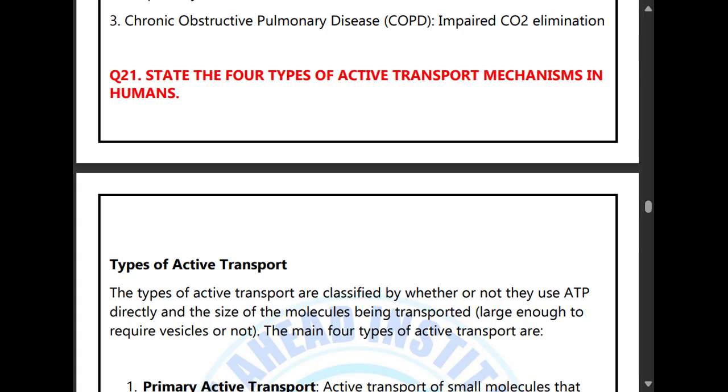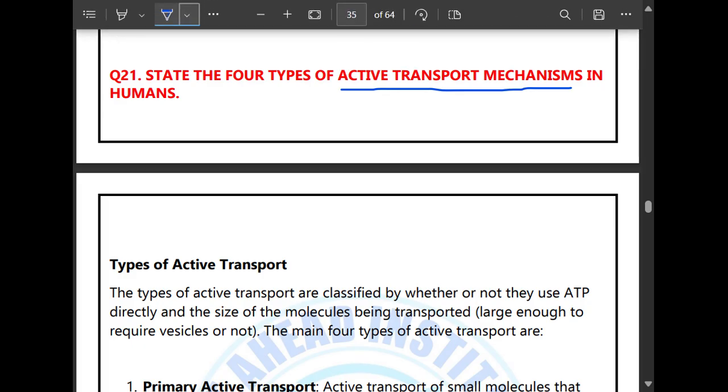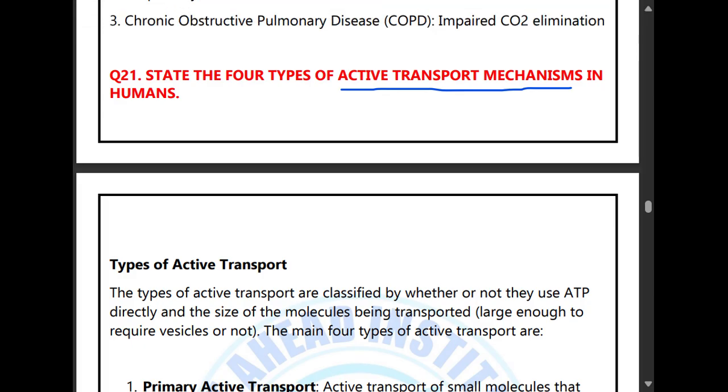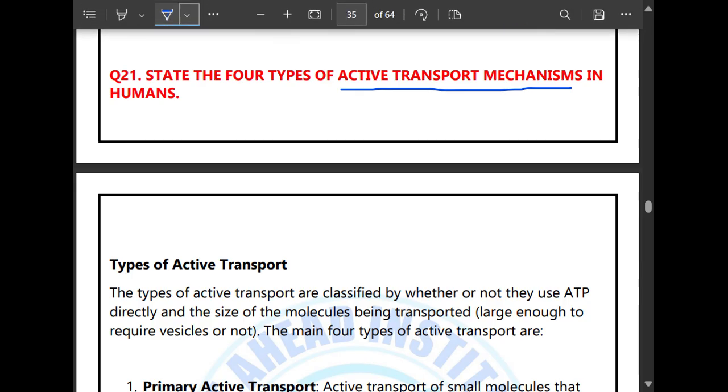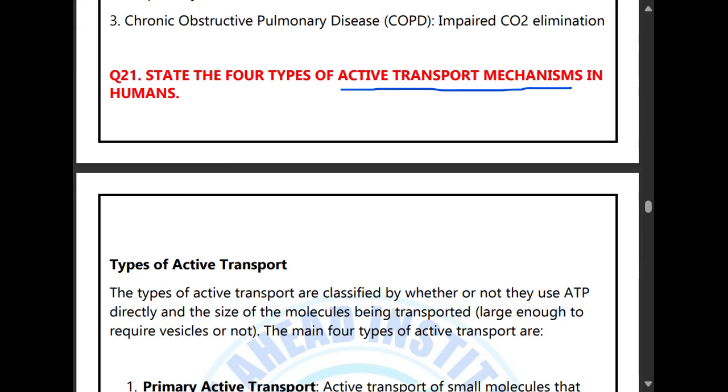So you see, in question number 11, we talked about the passive transport mechanisms in humans. Now, this question is requiring us to talk about the active transport mechanisms in this case. Now, when we're talking about active transport mechanisms, please, if you haven't watched our recorded lecture that we shared on YouTube on transport mechanisms, go and watch it. That is where we talked about everything that you need to know about the transport mechanisms across the cell membrane.